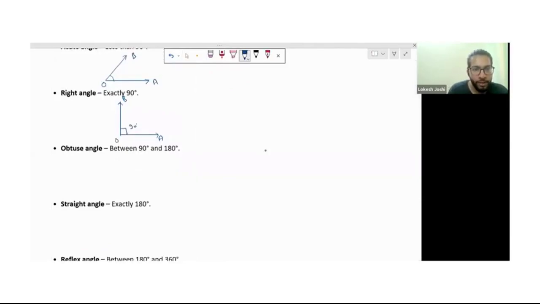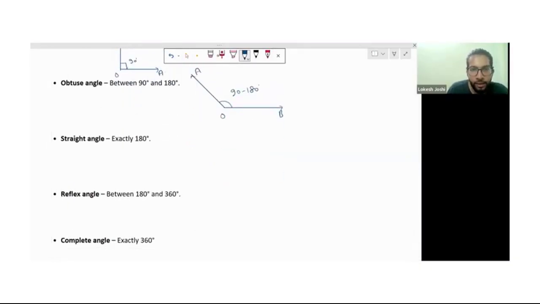Now the next one, obtuse angle. So obtuse angle is the angle between 90 degree and 180 degree. So it will look like that. Its angle is between, suppose, between 90 to 180. One ray is OA and another one is OB. This is vertex here.